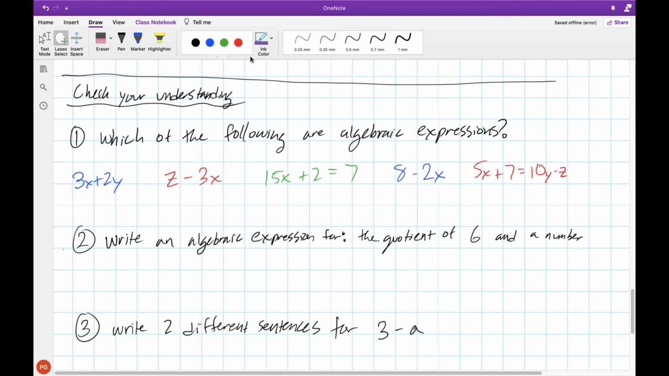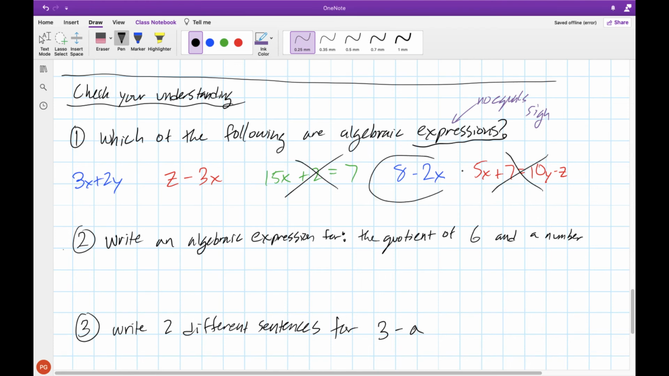All done? All right, let's go over the answers. For our first one here, we're looking for algebraic expressions, and if you remember, the key with an algebraic expression is that it had no equals sign. That was the key. So looking at these here, we can immediately cross off all the ones that have an equal sign. And it would be the remainder here, these 3, that would all be algebraic expressions. These 2 here would be algebraic equations. That's the answer to the first one.